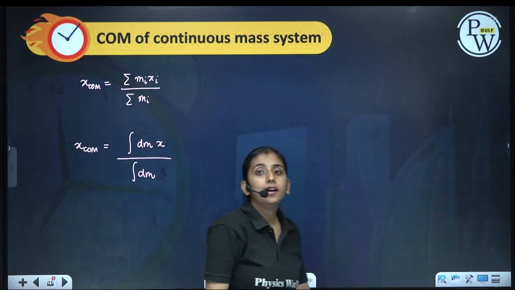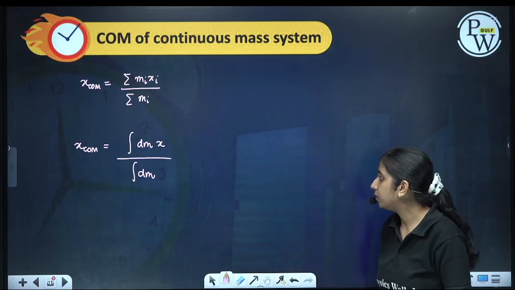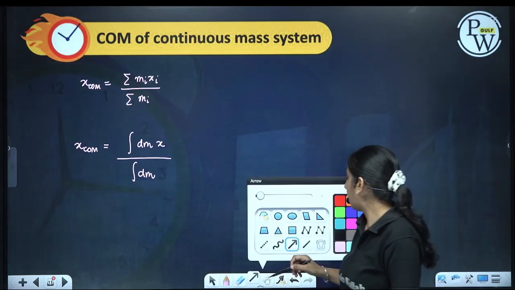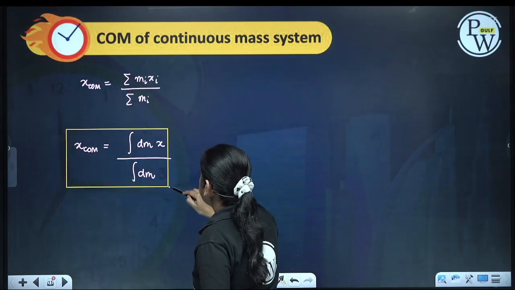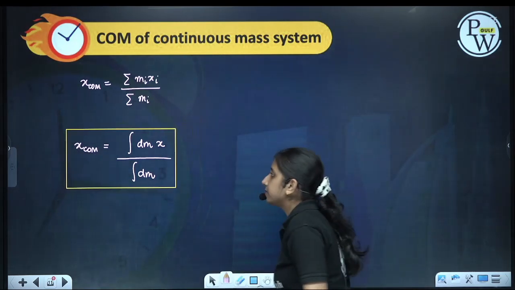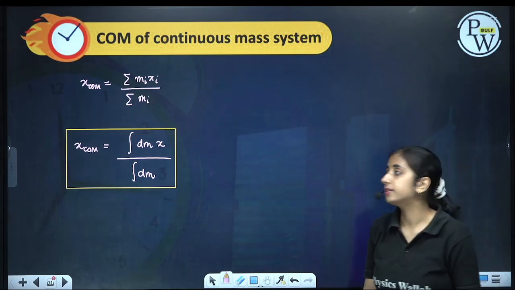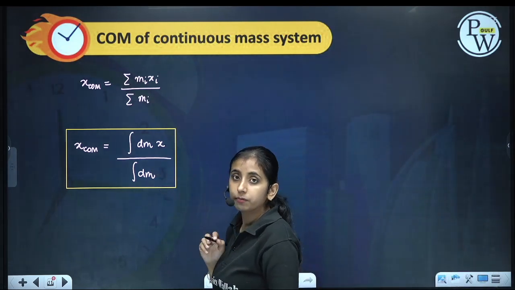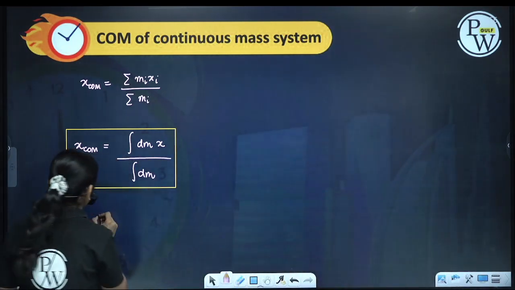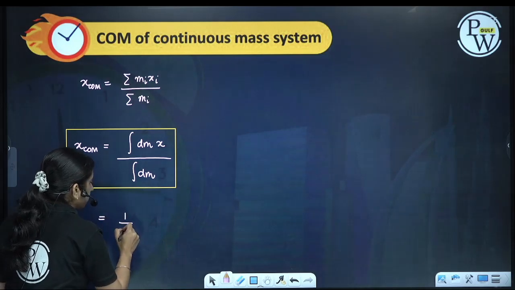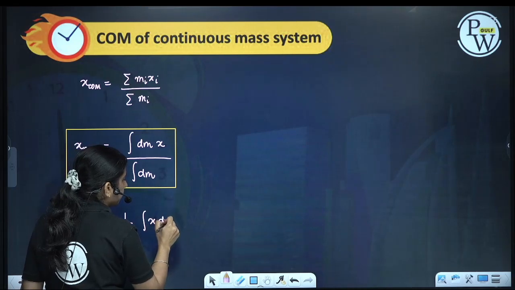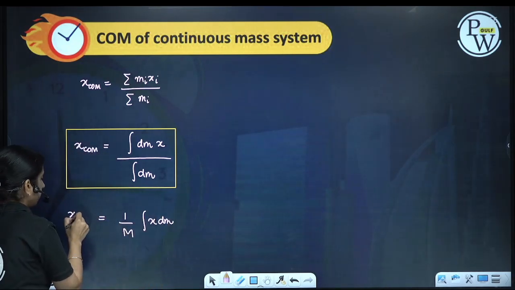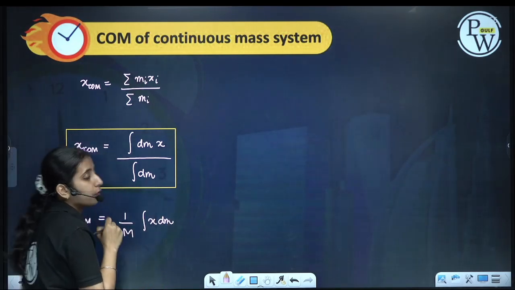This is my x_COM. In a continuous mass system, we will have the x coordinate of the center of mass like this. Now the integral of dm will give my total mass of the body, so we can also write it as 1 by M times the integral of x dm.